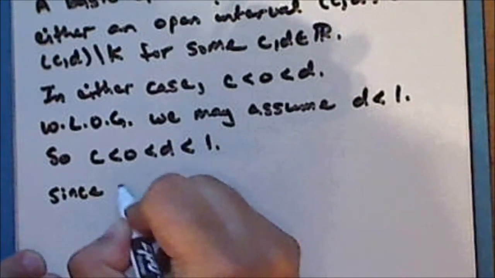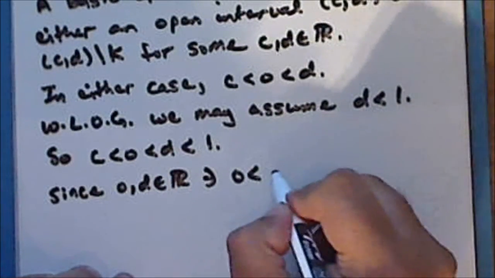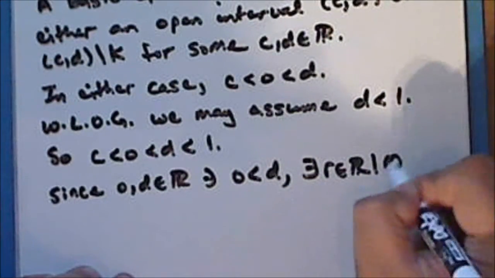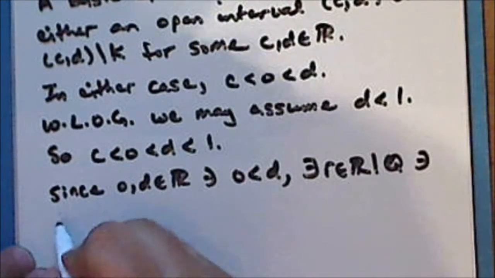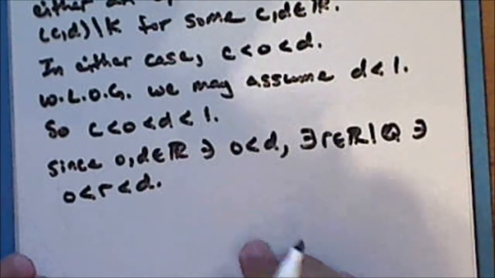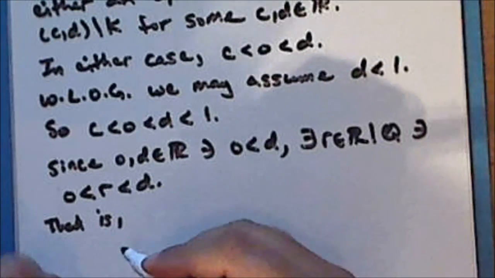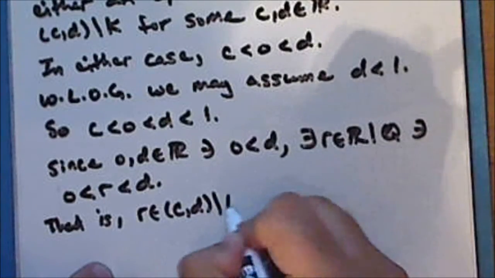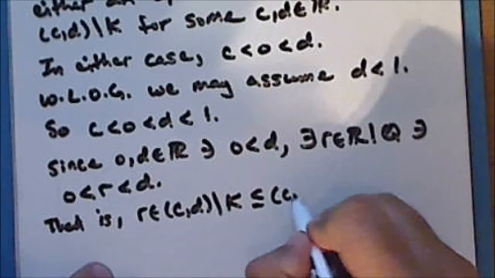Now, since 0 and D are real numbers such that 0 is less than D, there exists an irrational number R such that 0 is less than R, which is less than D. That is, the irrational number R is in the relative complement of the set K in the open interval from C to D, which is a subset of the open interval from C to D.